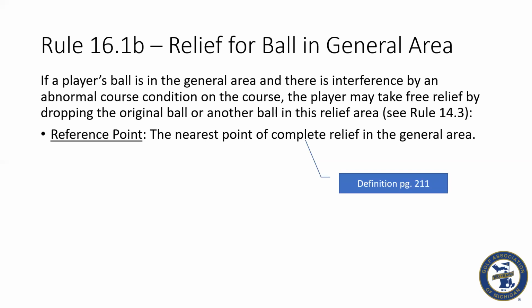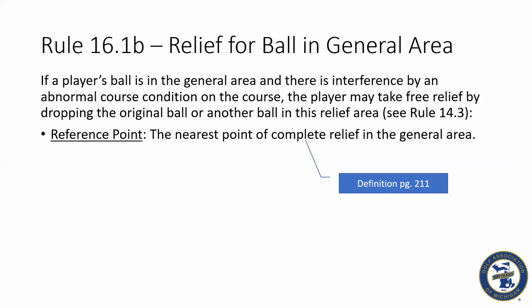So the process that we go through is going to be very similar to what we've done before. Estimating the reference point is going to require the player to identify the choice of club, stance, swing, and line of play he or she would have used for that stroke. So that same process is going to be in place. They're going to take the club they're most likely to hit and then take the stance that they're most likely to use, and that's going to determine that nearest point of complete relief. And as we know, if they take relief at that point and then decide to play a different way or use a different stance or a different club, that's okay.